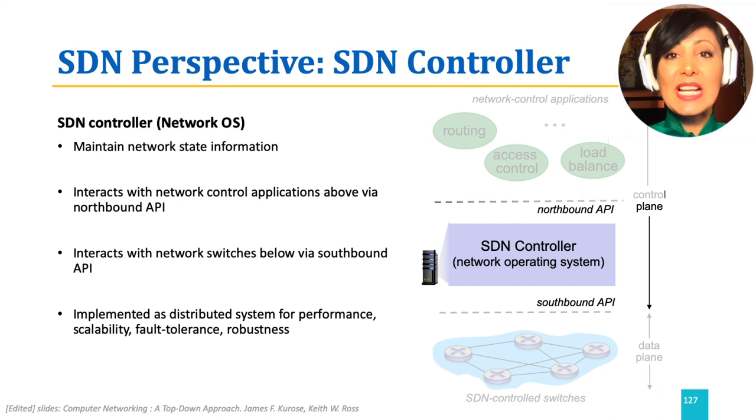SDN Controller is like a network operating system. It maintains network state information. It interacts with network control applications above it using the northbound interface and with network switches below it using the southbound interface. This logically centralized system is actually implemented as a distributed system. This decision is for achieving and maintaining performance, scalability, fault tolerance, and robustness.